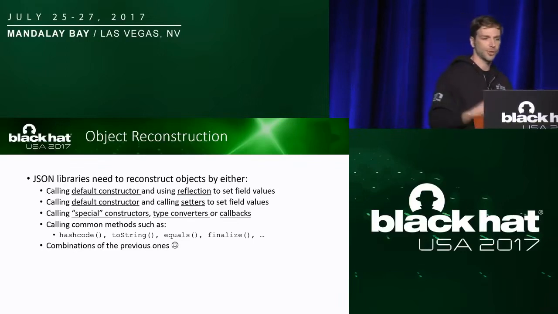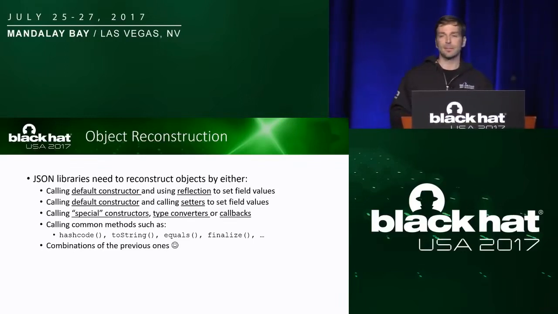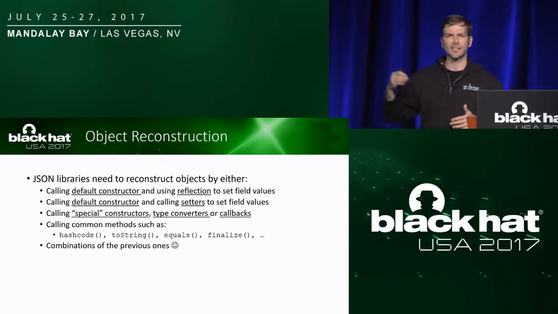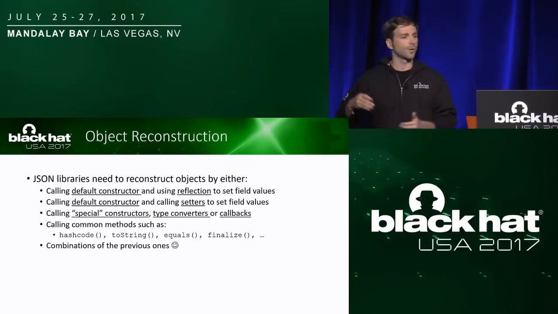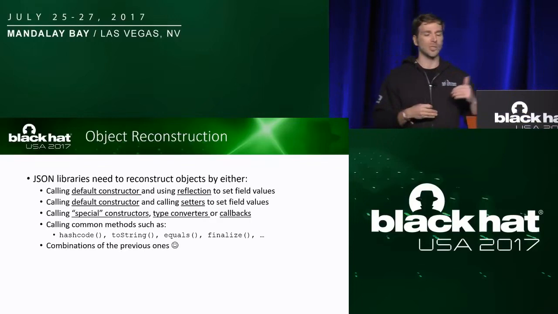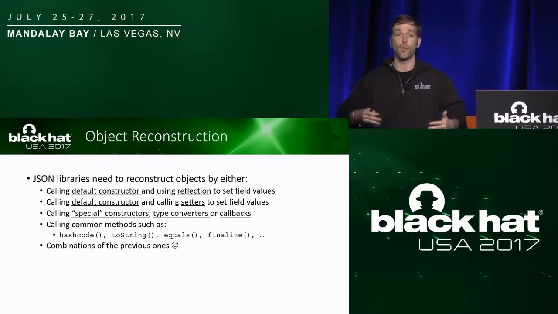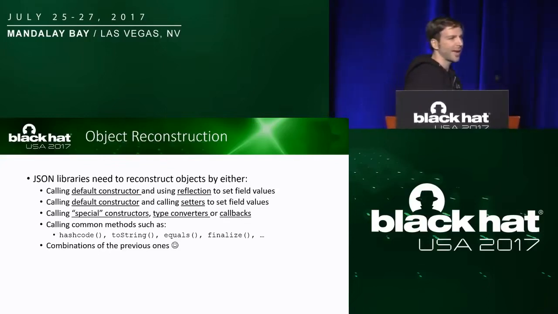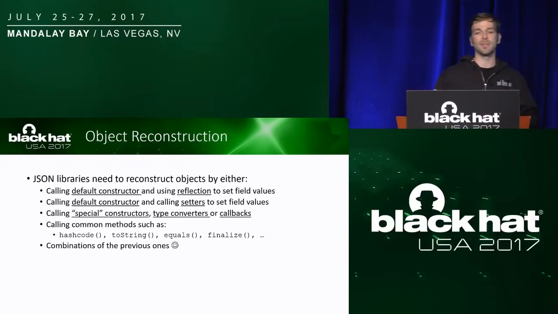So let's just make sure that you check it out. And then most of the libraries will also invoke some common methods. For example, when dealing with hash tables, hashCode or equals may get invoked. ToString may get invoked when raising an exception, if you can force the library to raise an exception. Finalize is always invoked by the garbage collector when reclaiming the memory.